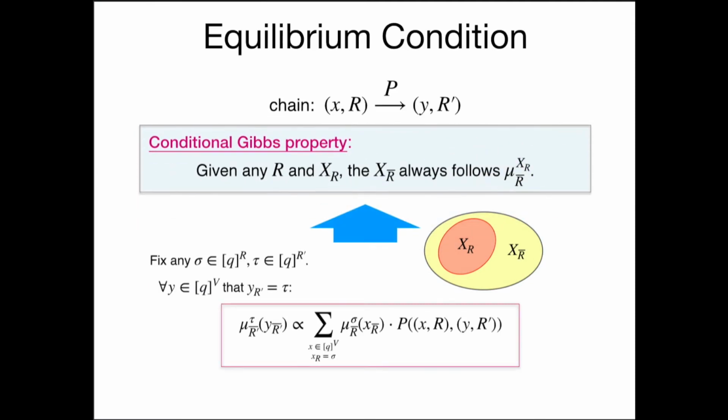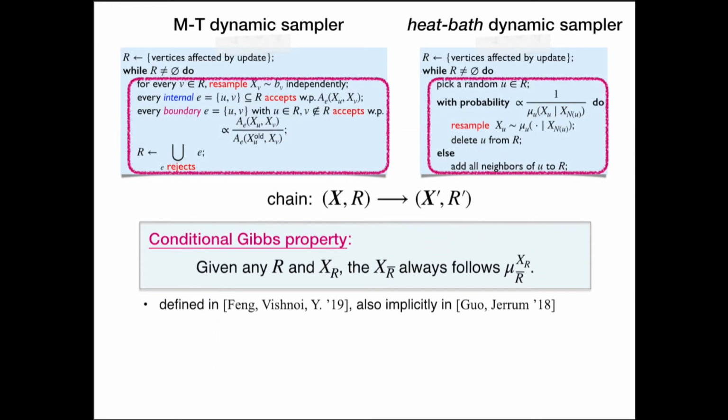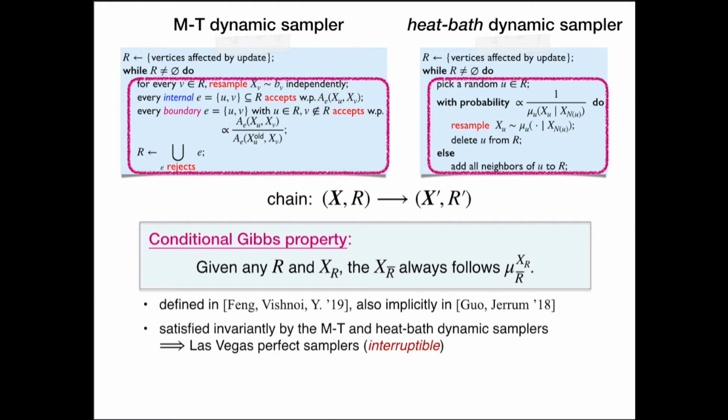Formally, this invariant can be expressed as a linear system. The transition of the chain linearly transforms the marginal distribution on the currently correct part of the sample to that in the next step, up to some constant. And both the Moitra-style dynamic sampler and the heat bath dynamic sampler are solutions to this linear system. So they both satisfy this invariant and are correct dynamic samplers.